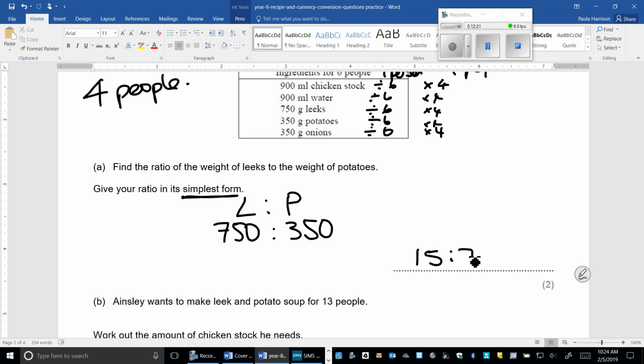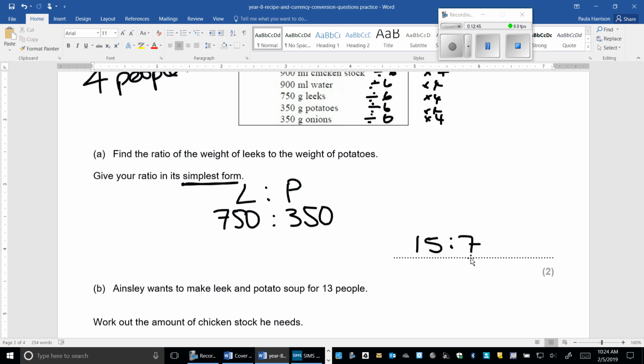So have you remembered to do the fraction button? Yes? The 750 goes on the top and the 350 goes on the bottom. And then you should have a fraction that says 15/7. Yes? No, it doesn't matter, it's the bigger number on the top. If we have 3 units, is it the whole mark? No. Okay?